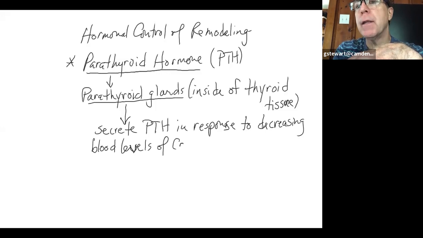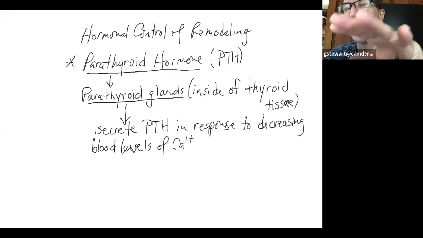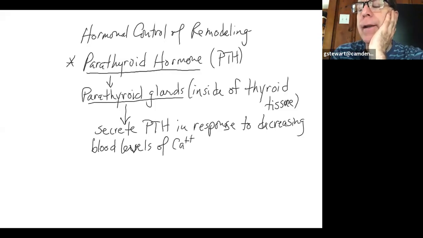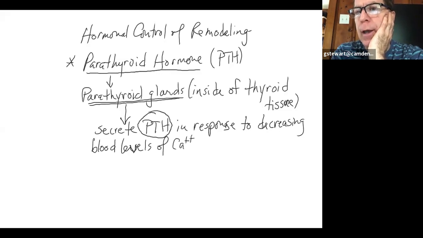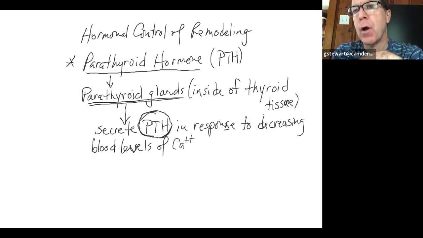Less than 1% of the calcium in our body is found in our blood. But when that level drops in our blood, the parathyroid glands secrete this hormone. And now I'm going to tell you what the actions are of this hormone. There are 3 main actions of this hormone that cause blood levels to rise.